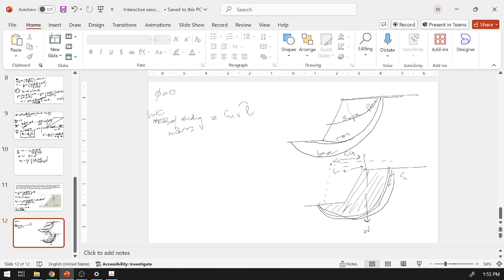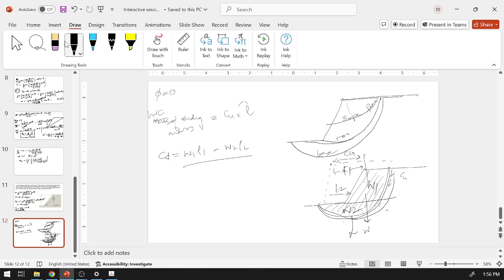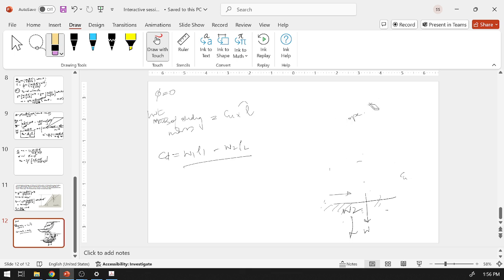So what we get from this is CD equivalent to W1 L1, where this is W1 and this will be W2, this will be L1, L2, W1 L1 minus W2 L2, because if you see here, this is actually some part, not all of it, but this W2 mass is, actually let me show it like this. Let me show it in a better way.